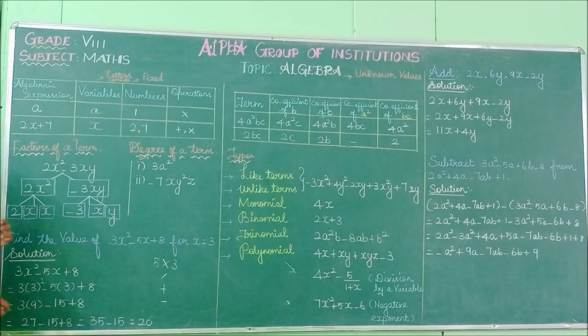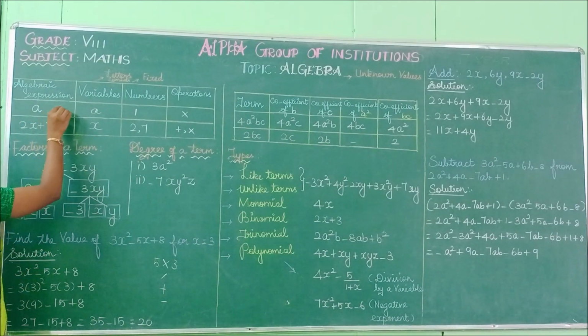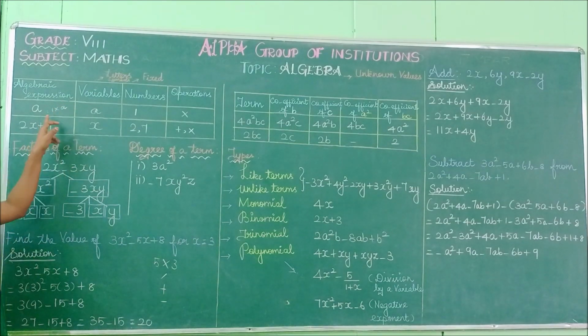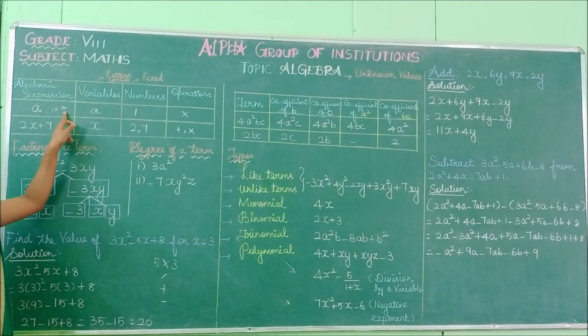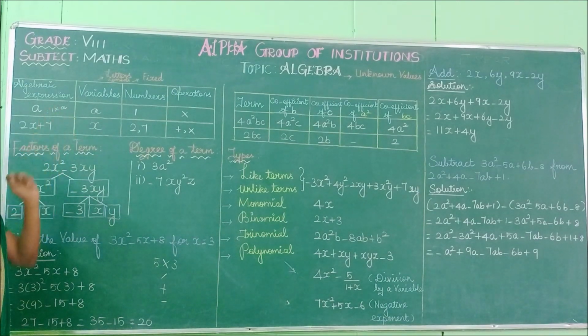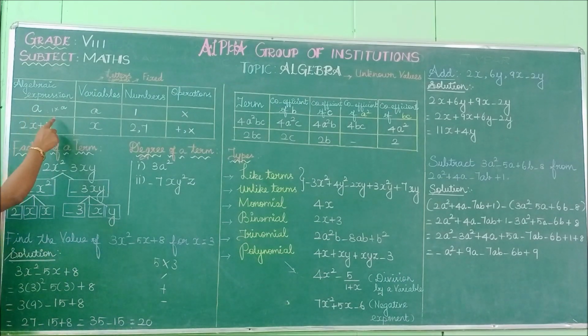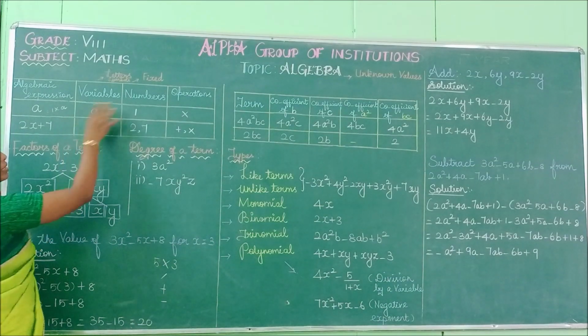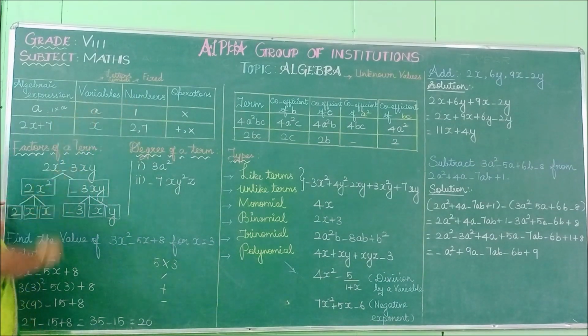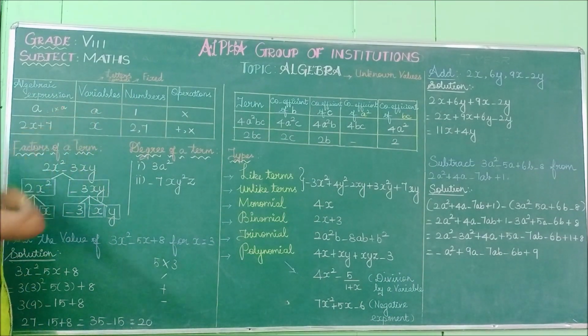So take this A. How can you write this A? A can be written as 1 into A. So what is the variable present here? Here A is a variable and 1 is a number, and the multiplication symbol is the operation present here.